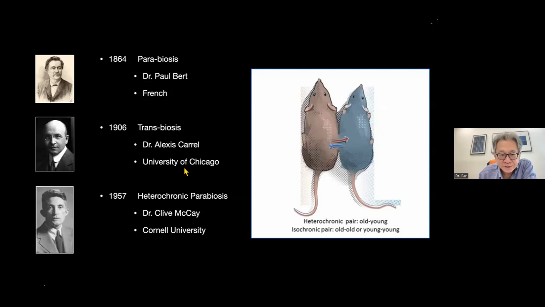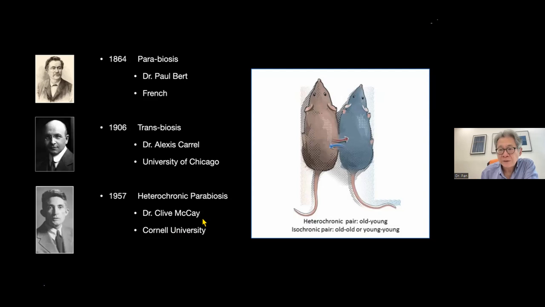But the person who brought the heterochronic parabiosis technology to the study of aging, in 1957, was Clyde McKay. He's also the guy who began to study the effect of calorie restriction. So this is a name to remember, and he has a PhD in nutrition, okay?